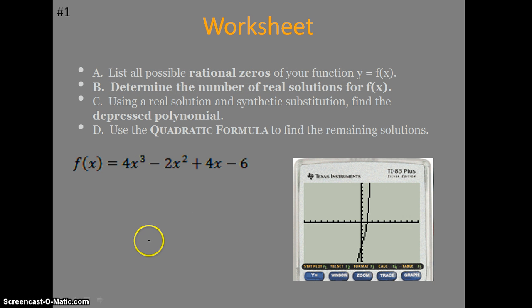Part B, determine the number of real solutions. And I like to graph it. When I graph this polynomial in a standard window, I find that the x-intercept here of 1 allows me to know that I have 1 real zero there. So I'm going to use that real solution and our synthetic division, and we're going to find the depressed polynomial in just a minute. So the number of real solutions would be 1.